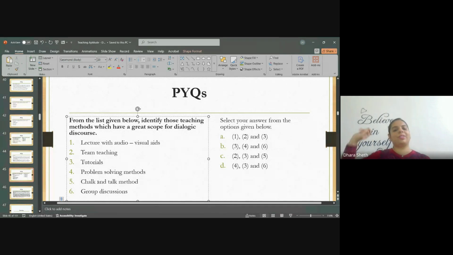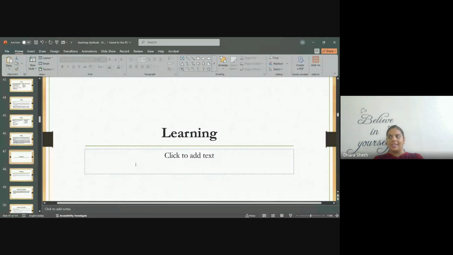Chalk and talk, the teacher writes on the board. Team teaching is again 2 teachers, 3 teachers teaching. Lecture with audio visual aids is again more of a teacher teaching the class. So these are the kind of questions that are asked from methods of teaching, and a lot of questions are asked. D and B are same.